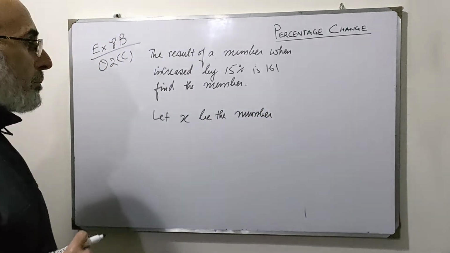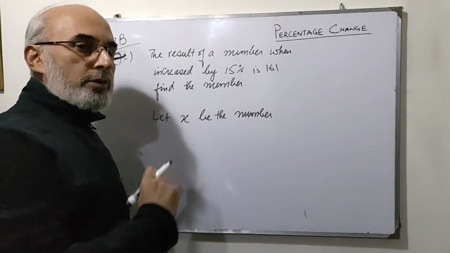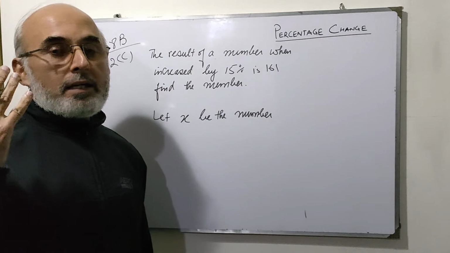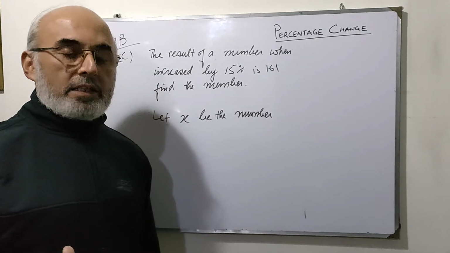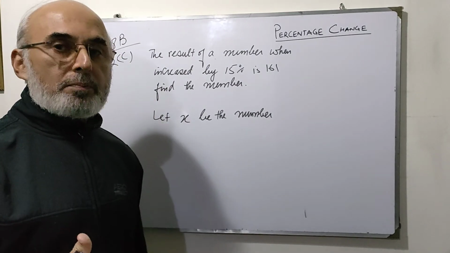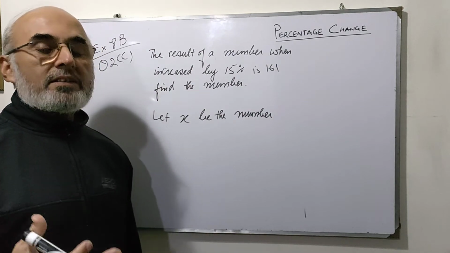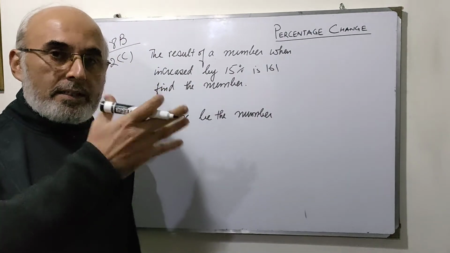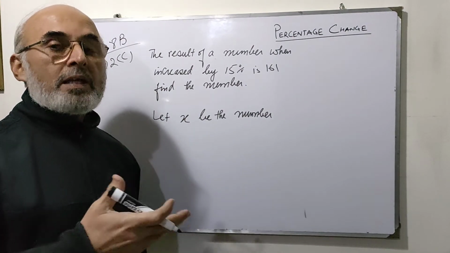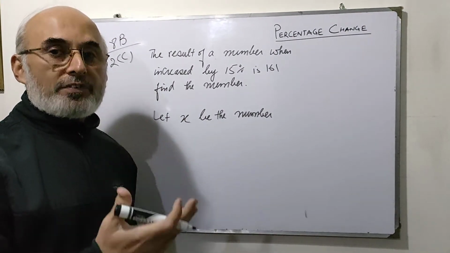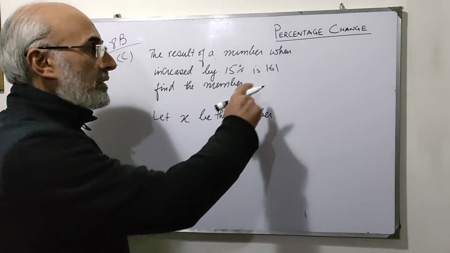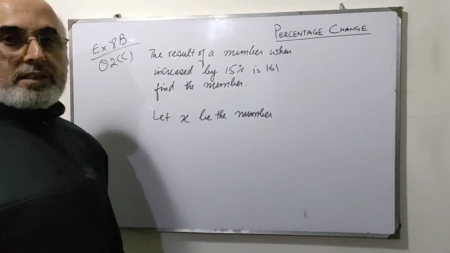So if x is the number, what happened to it? It is increased by 15%, and I'm going to use the direct method. If something is increased by 15%, what does it mean? It means that this number is 100% and it is increased by 15%. That means 115. So it was increased to 115% and the result we got is 161.